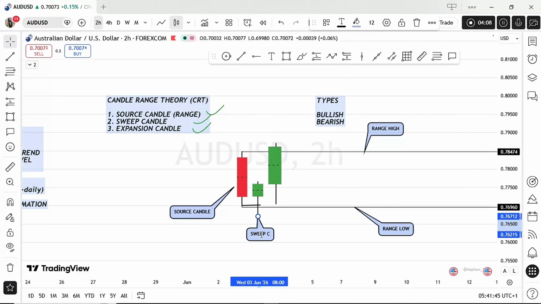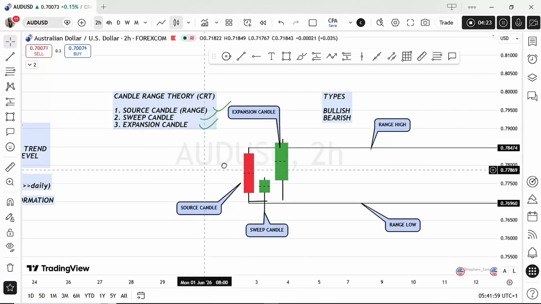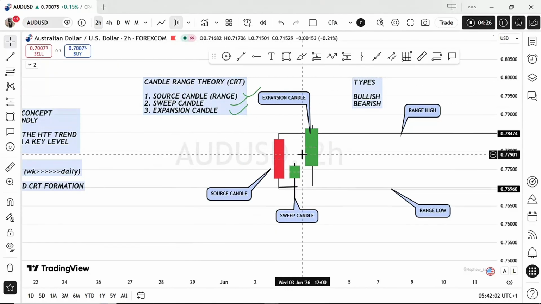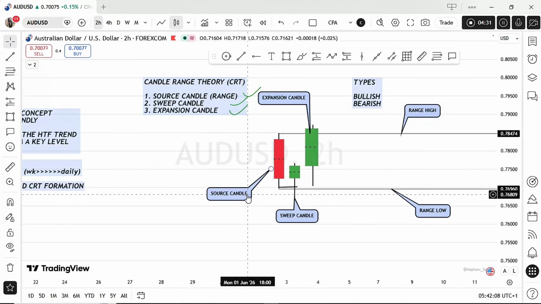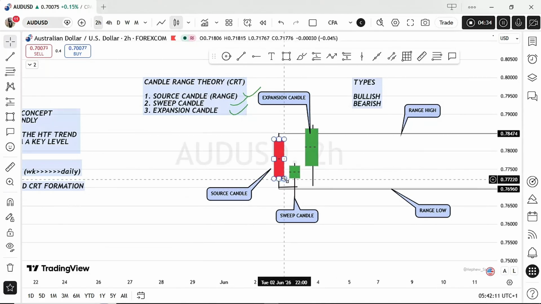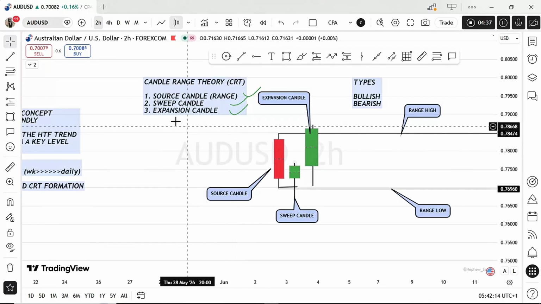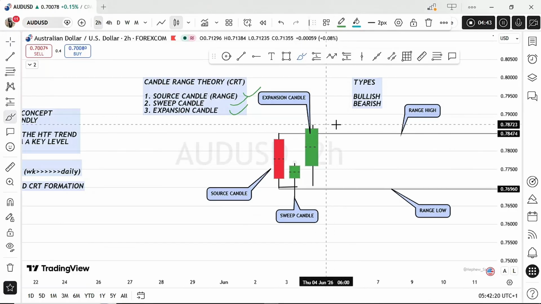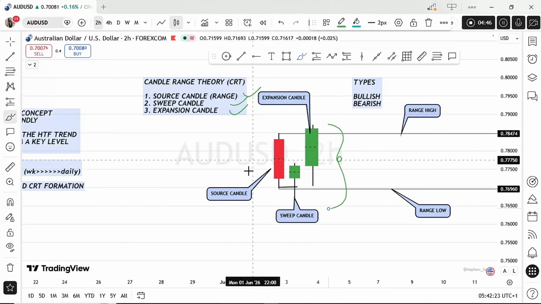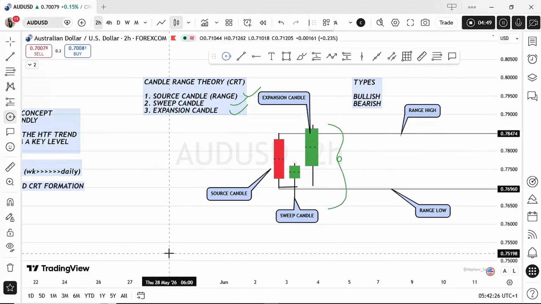The sweep candle, and we will call this the expansion candle. So this is the formation, right? The source candle gives us the range high and the range low. The sweep candle takes out the previous day's low or high. For a bullish CRT, it takes out the previous day's low. Then the expansion candle completes the circle, completes the range. This is the range. So it completes the range. All right, I believe we understand that.